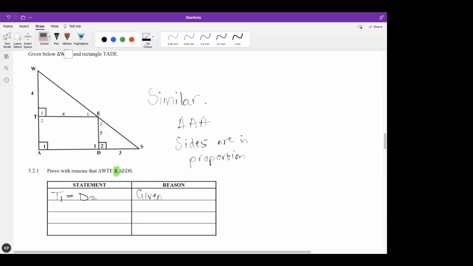Now, guys, this took me a while to figure out. But what do we know about a rectangle? There's a reason they gave us this rectangle. What do we know about a rectangle? Guys, tell me something we know about the sides of a rectangle.